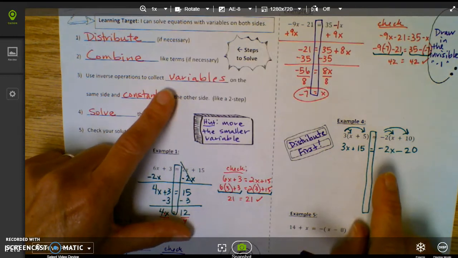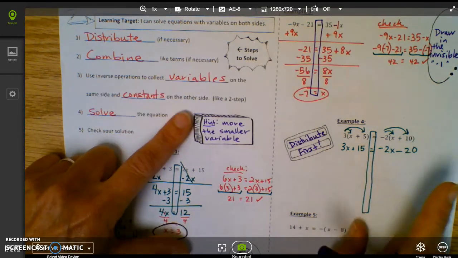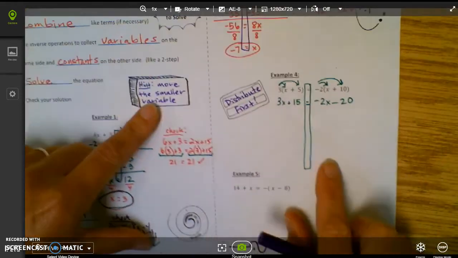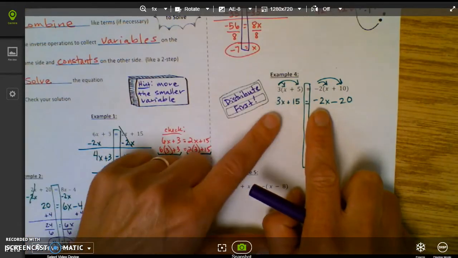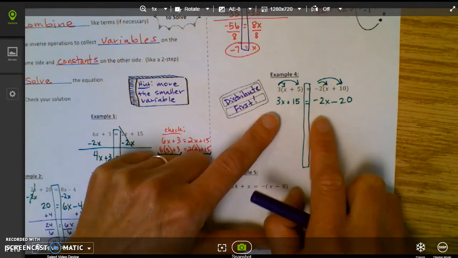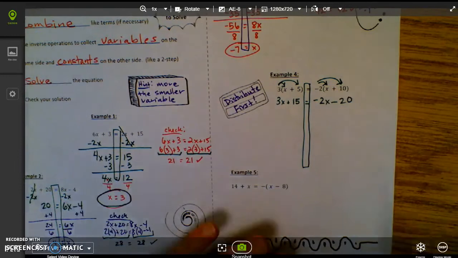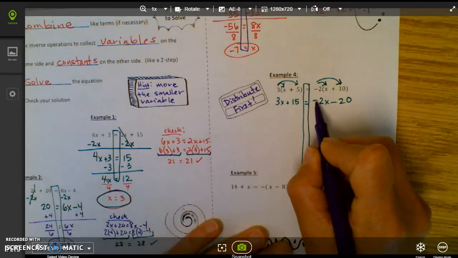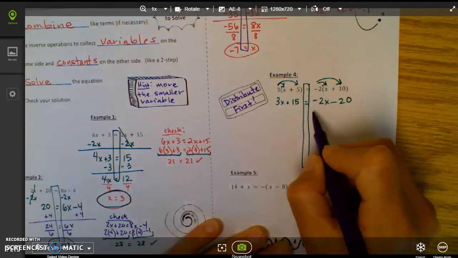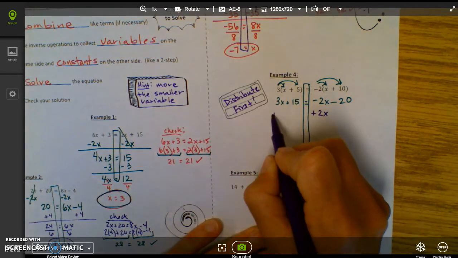I need to collect my variables on the same side so I can get my constants on the other. I want to move the smaller variable. So I have a choice. I can move the 3x or I could move the negative 2x. I'm going to suggest you move the negative 2x because, again, it's smaller. It's going to avoid us having to deal with negatives. So the opposite, or in other words, the inverse operation, if I need to get rid of a negative 2x, remember, is to add 2x.